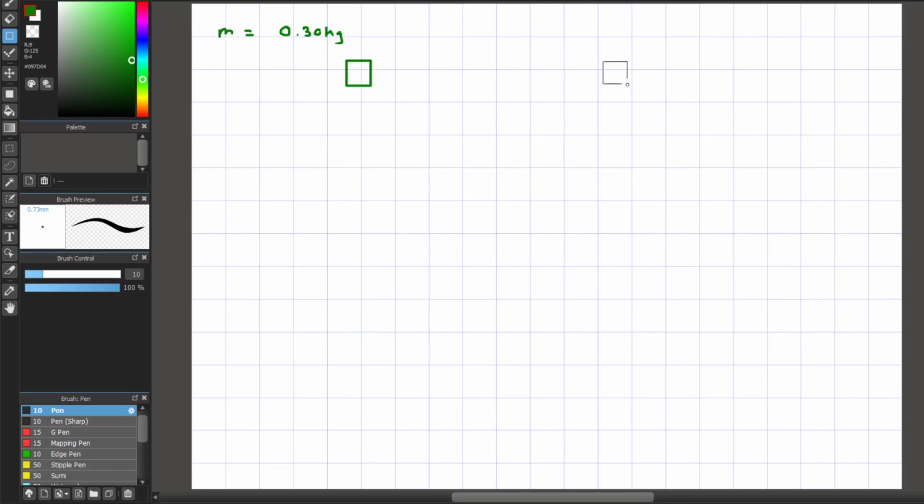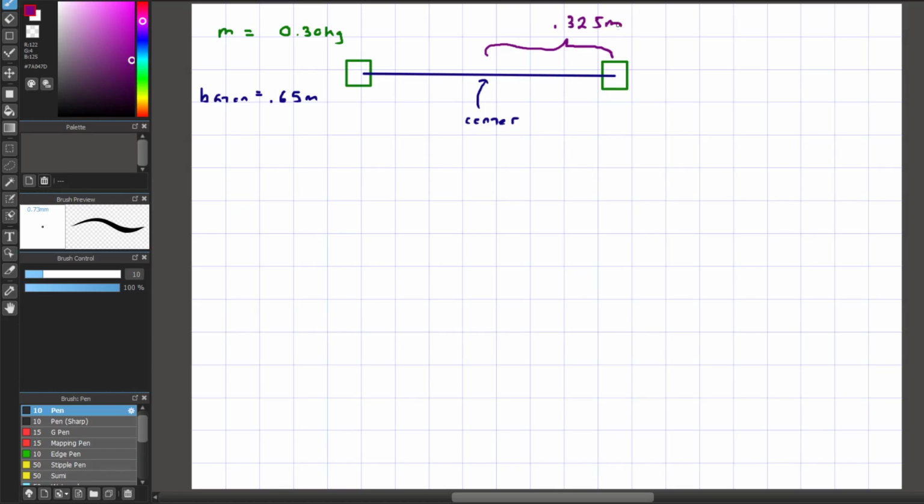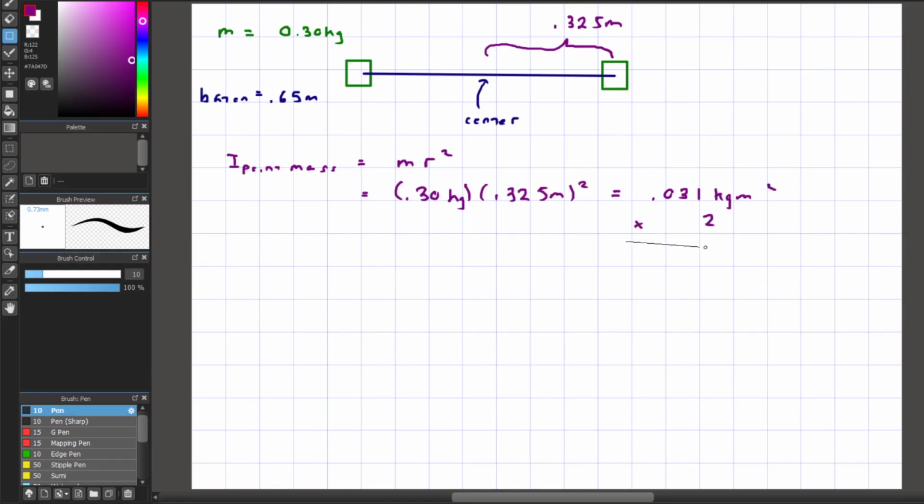The baton's mass is being ignored, and only the mass of the objects at the endpoints is considered. We're using the moment of inertia for a point mass as the shape of the objects is unclear. To calculate the moment of inertia if the baton is rotated by the center, the mass of the endpoint is multiplied by the radius squared. The objects are 0.325 meters from the center, as it is half of the baton. The moment of inertia is calculated to be 0.031 kilogram meter squared. Since there are two objects, we can multiply it by 2 to get 0.062 kilogram meter squared.